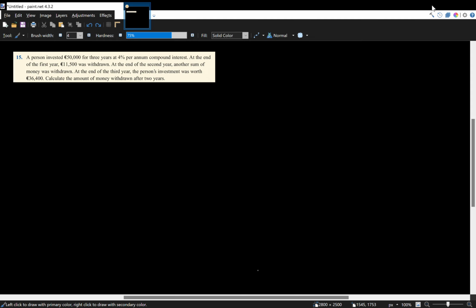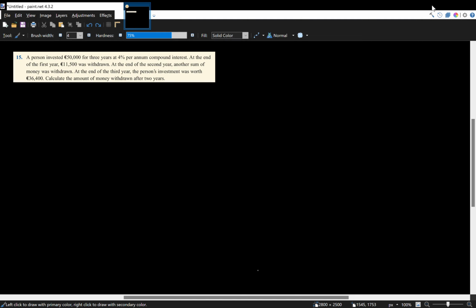This is question 15 in exercise 2.8 in New Concise Project Maths 3B. A person invested €50,000 for 3 years at 4% per annum compound interest. At the end of the first year, €11,500 was withdrawn. At the end of the second year, another sum of money was withdrawn. At the end of the third year, the person's investment was worth €36,400. Calculate the amount of money withdrawn after 2 years.